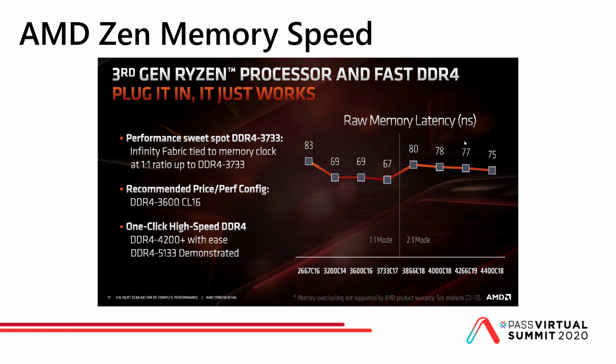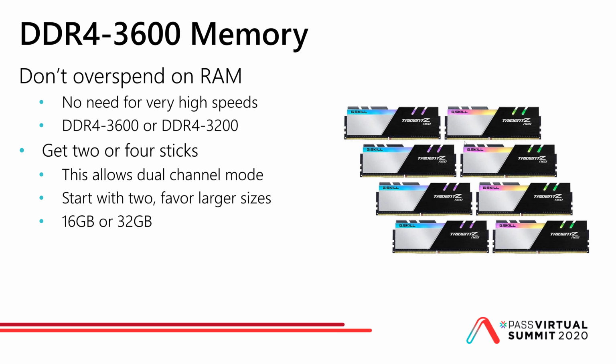So again, as you see in this slide, they're recommending DDR4 3600 with CL16 timings is kind of the best price performance configuration for your memory. And Zen 2 makes it easy to run that kind of memory. Zen 3 has even better memory support, so I can't wait to actually get one of those for one of my systems. So here's an example of what DDR4 3600 memory looks like.